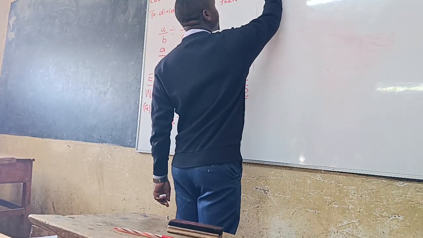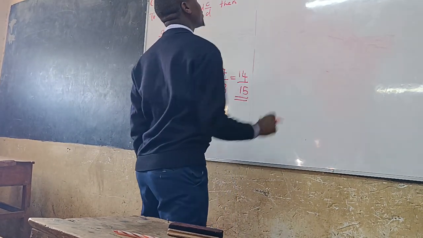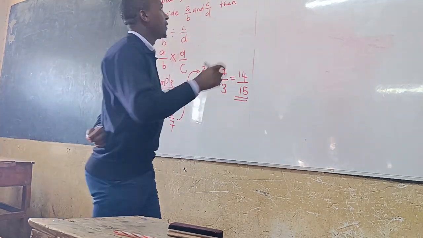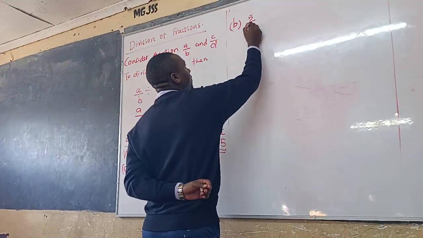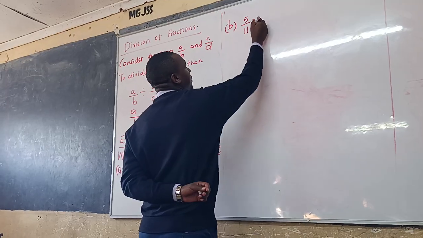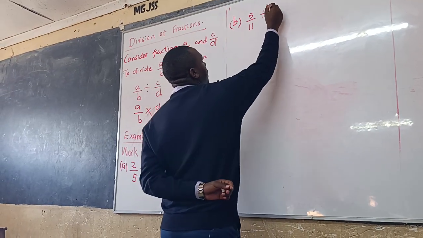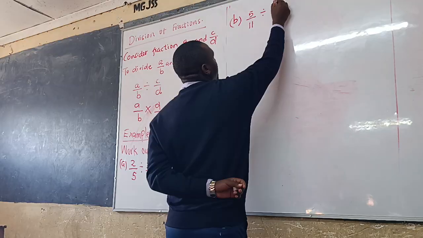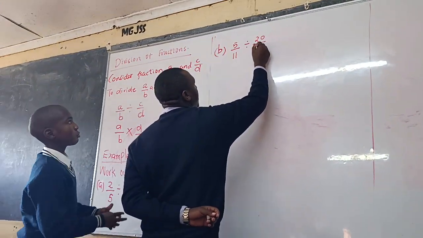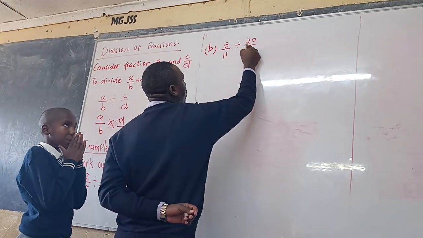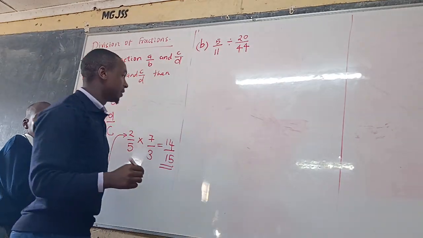Twende B. 5 out of 11 divided by 20 out of 44.